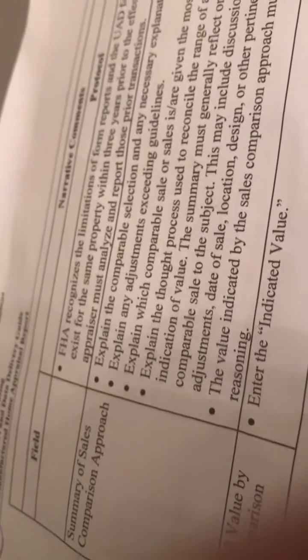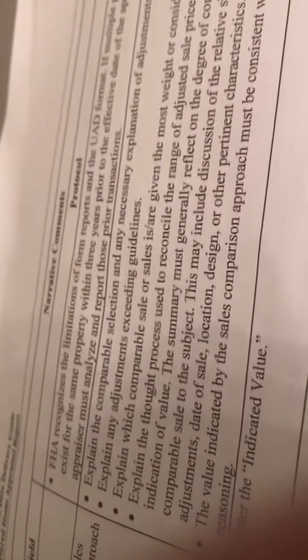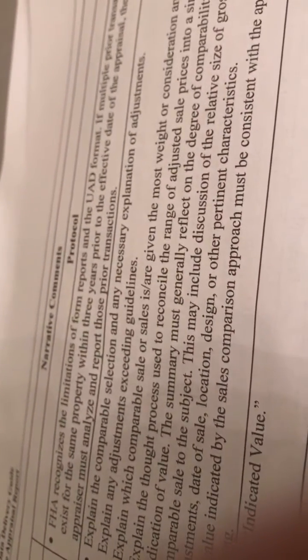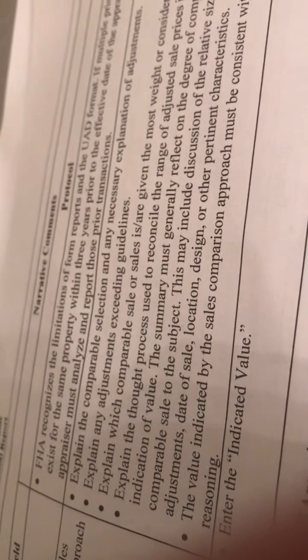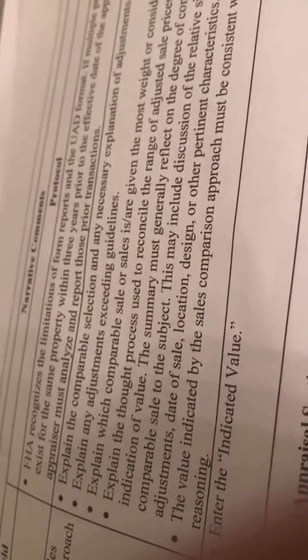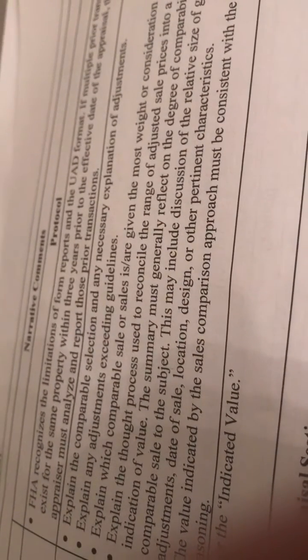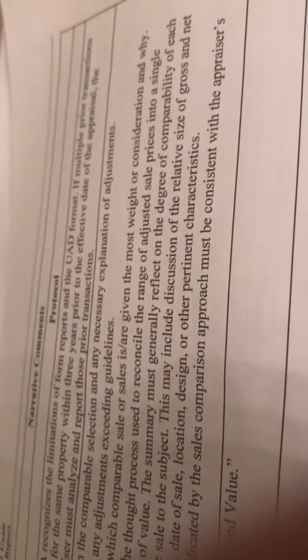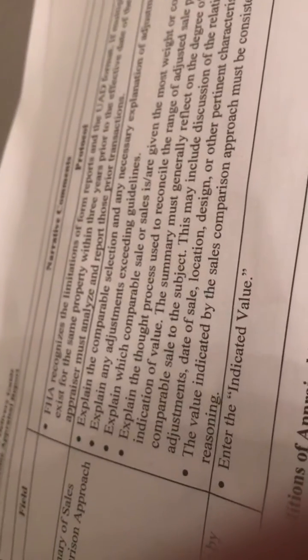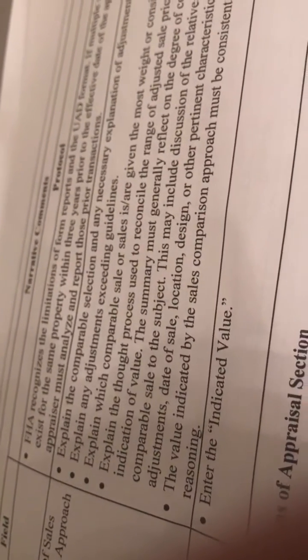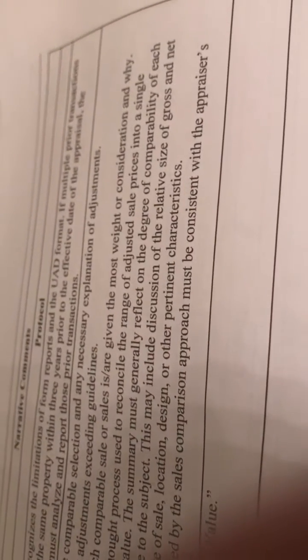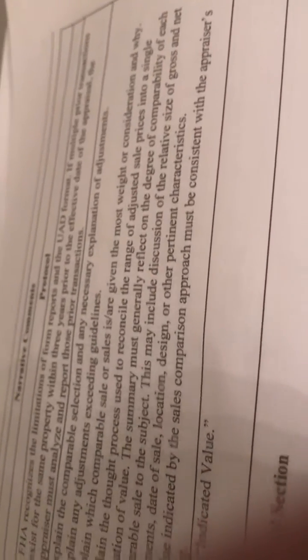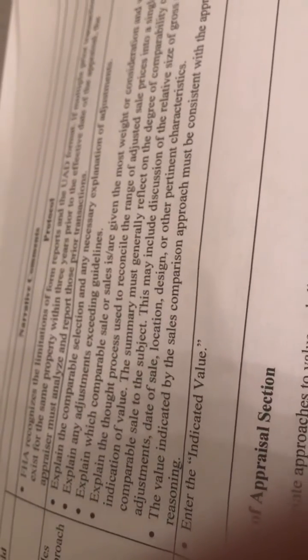Protocol: Explain the comparable selection and any necessary explanation of adjustments. Explain any adjustments exceeding guidelines. Explain which comparable sale or sales is/are given the most weight or consideration and why. Explain the thought process used to reconcile the range of adjusted sales prices into a single indication of value.